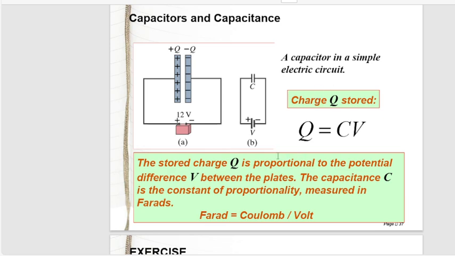Here V is the potential difference, the voltage of the battery, because the electrons move from the positive terminal to the negative terminal, so our potential difference will be V equal to the battery voltage. The capacitance C is here a constant of proportionality, and it is measured in farads, and a farad is equal to coulomb over volt. As I already told you at the start, it is the division of charge by voltage.